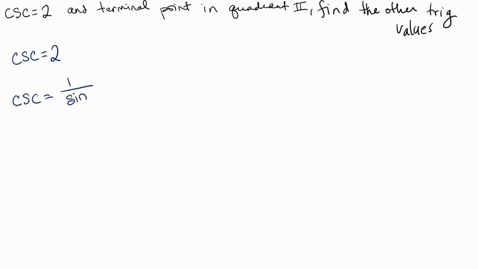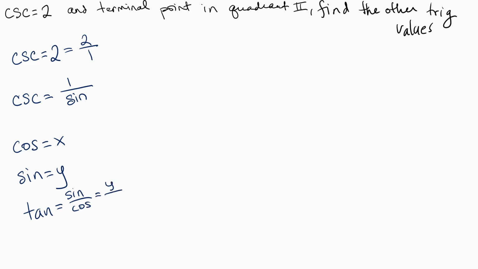Okay, now this is what we're going to do. We have cosecant, it's equal to 1 over sine. But to make our life easier, think about how any number can also be divided by 1 and still give that same value. So we're going to make this 2 over 1. And the reason we're going to do that is, if you recall from the prior one, we said that cosine was equal to x, sine was equal to y, and then we're now going to fill in the rest of these. So we had tangent, which was sine over cosine, which is y over x.